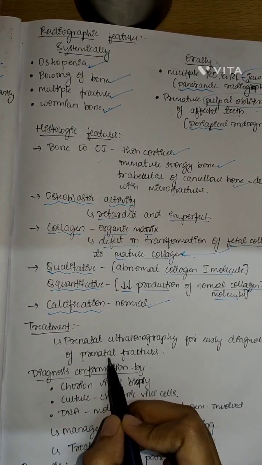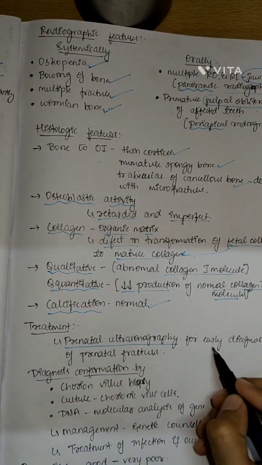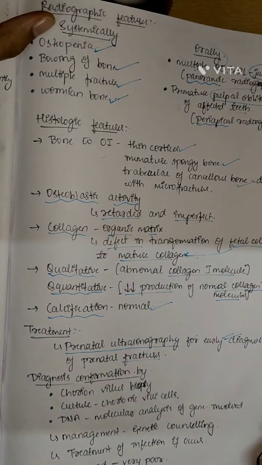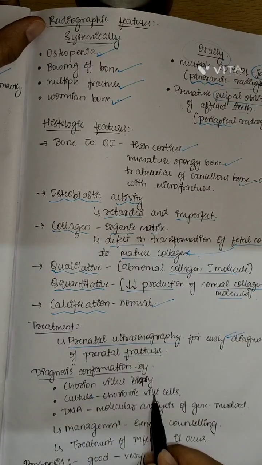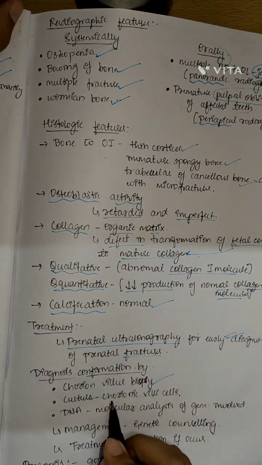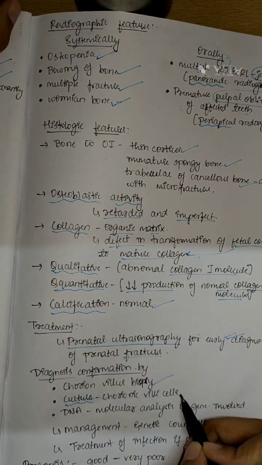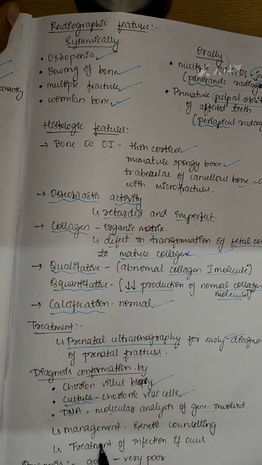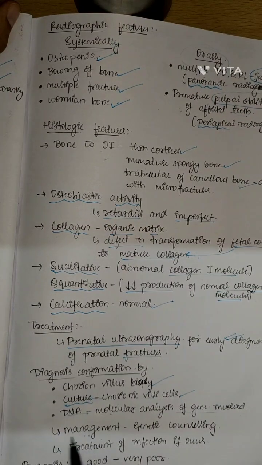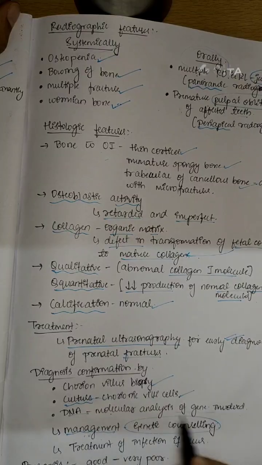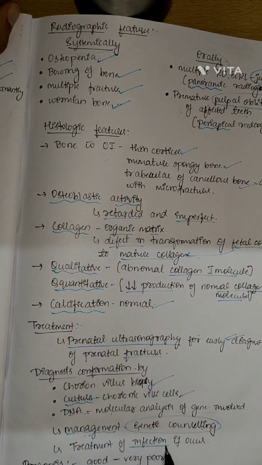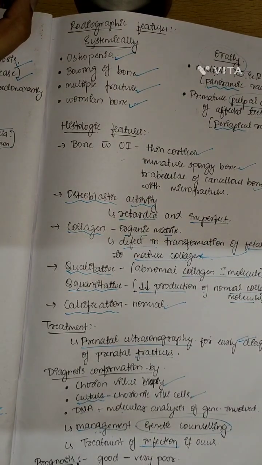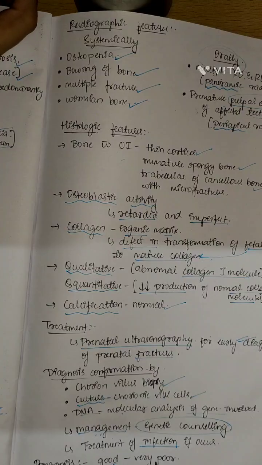Coming to the treatment, prenatal ultrasonography is necessary for the early diagnosis of prenatal fractures. It is helpful. Then the diagnosis can be confirmed by chorionic villus biopsy, or it can be done by the culture of chorionic villi cells, which demonstrate the abnormal collagen type 1, and then by DNA analysis for the molecular analysis of genes involved. Management is done by genetic counseling. If there are any infections, then treatment is done for those infections. Other than that, no medical therapy is involved. The prognosis varies from good to very poor.